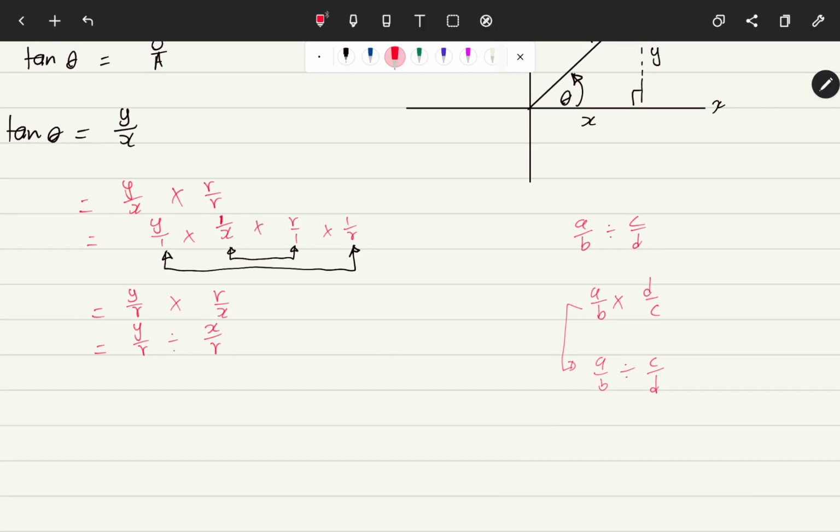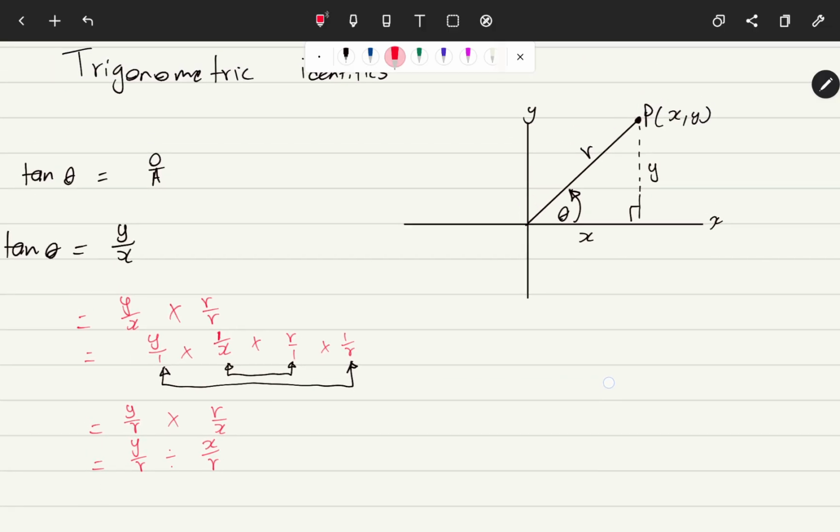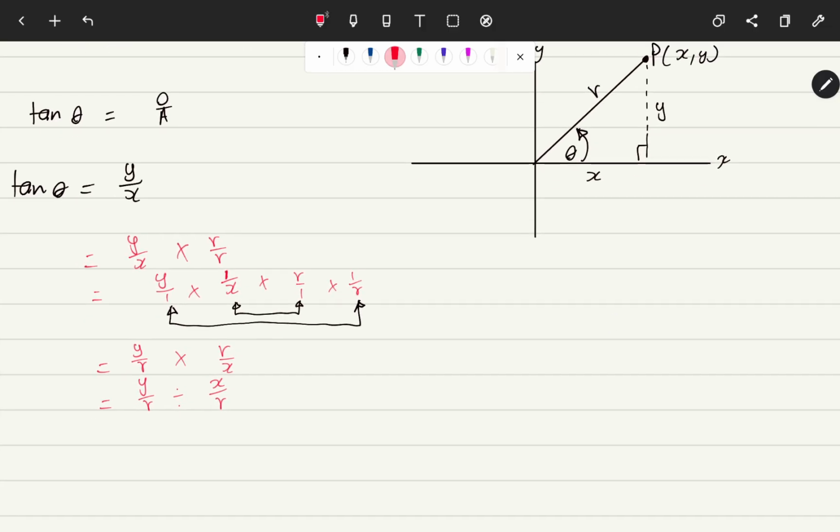This is where I would say let us stop and think. I want to ask you a straight question: what is y over r, and what is x over r? I can ask you those questions, but if you have no idea, we'll do a quick recap. We already spoke about tangent, so let's talk about sine theta and cos theta.